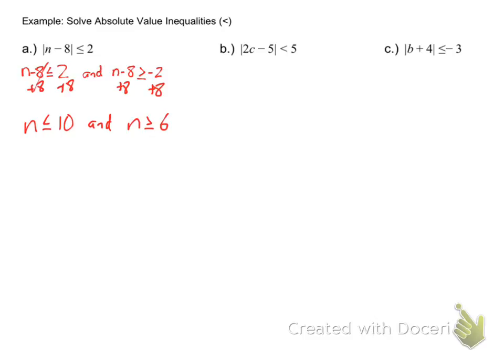6. Now wait a minute, let's think of this, guys. If I have to be less than or equal to 10, and I also have to be greater than or equal to 6, isn't that just the same as 6 is less than or equal to n, which is less than or equal to 10?